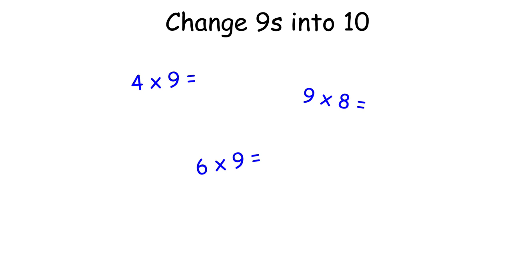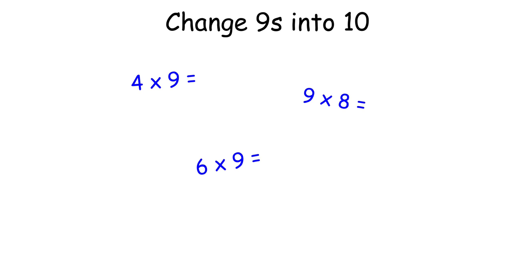This particular strategy is for when we're dealing with facts with 9, and what we're going to do is change the 9 into a 10. That's essentially the idea here: if you have a fact with 9 in it, change that 9 into a 10. There's going to be another step, of course, in order to figure out the correct answer, but that's the main idea. So when we're looking at 4 times 9, 9 times 8, and 6 times 9, these are some of the more typically hard facts for kids to figure out and to know.